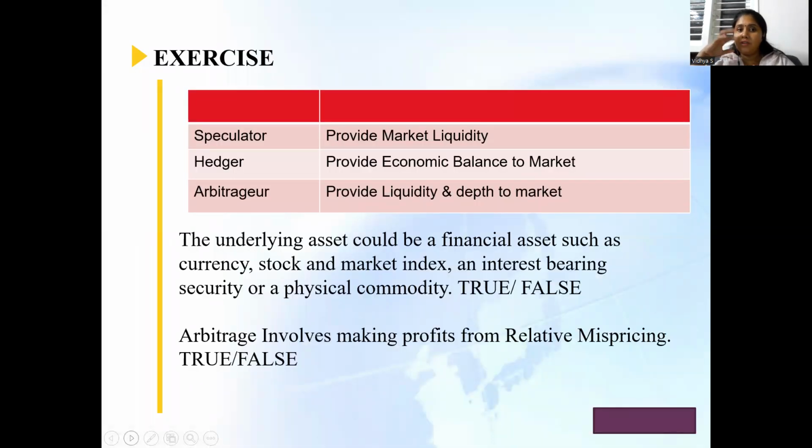Next, who are speculators, hedgers, and arbitrageurs? Speculators provide the market liquidity, whereas hedgers provide the economic balance, and arbitrageurs provide both liquidity and depth of the market. The underlying asset could be financial assets such as currency, stocks, market indices. Arbitrageurs profit from relative mispricing.